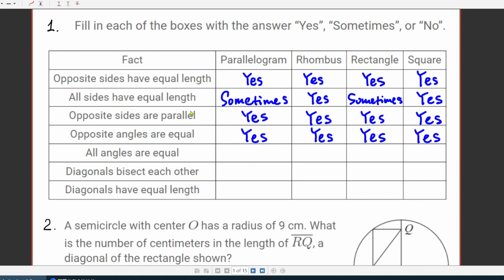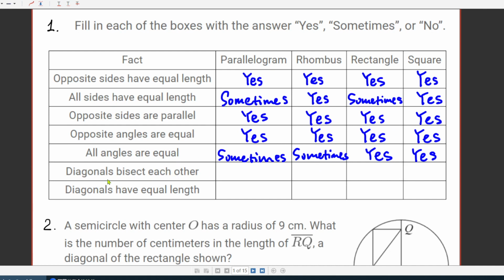And for parallelogram, all angles are equal, not necessarily true. So sometimes true, sometimes not. Rhombus, of course, sometimes true, sometimes not. Rectangle, yes, because each of the interior angles is 90 degrees. Square, yes. Again, 90 degrees interior angles.